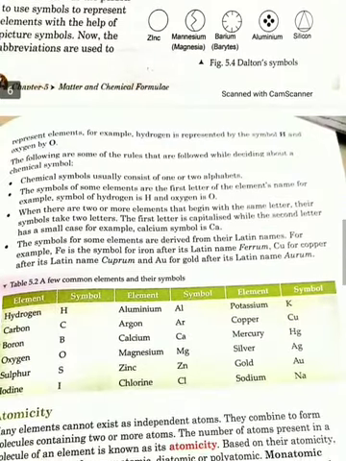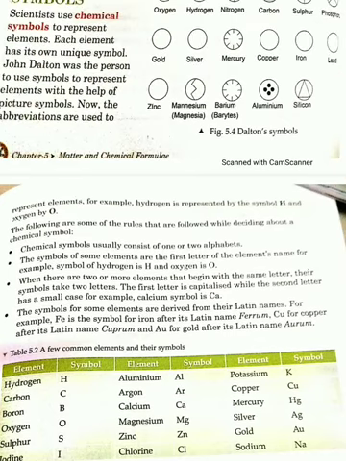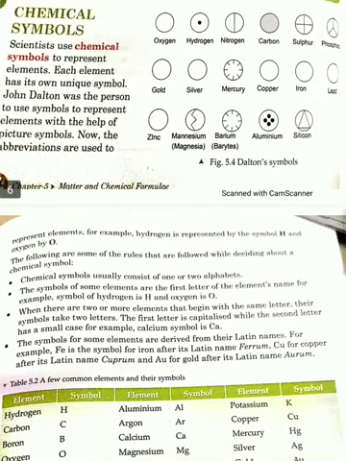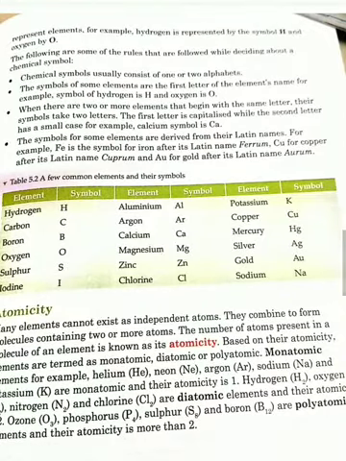Then if we talk about chemical symbols, scientists used to represent chemicals with a symbol that is called a chemical symbol. It is used to represent the different types of elements. Each element has its own unique symbol. John Dalton was the first person who gave symbols to represent such elements, and you can see it in figure 5.4. You need not learn it, but you should know how they are represented by different symbols.